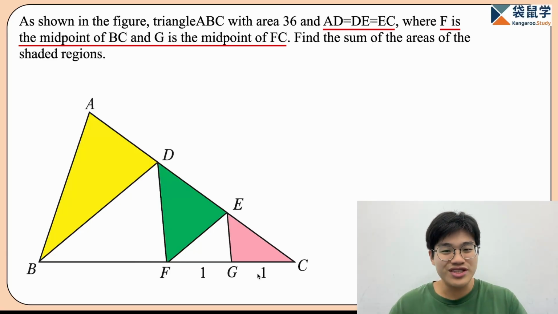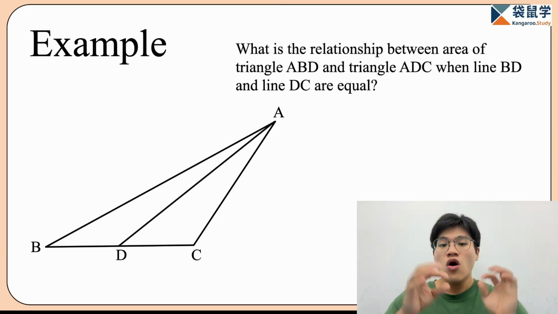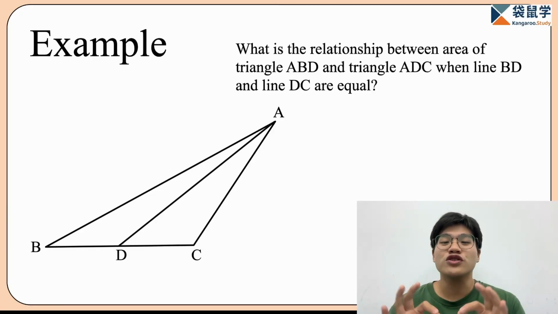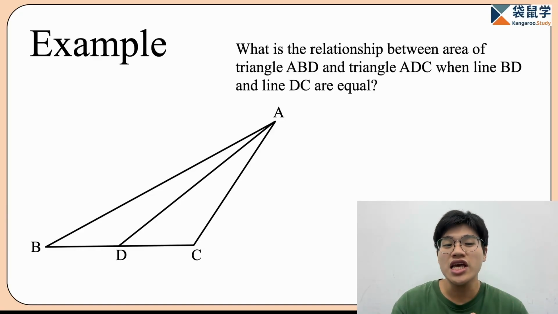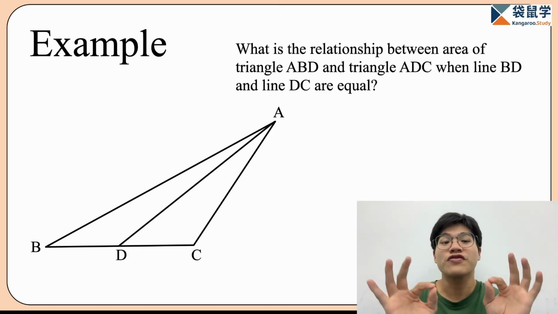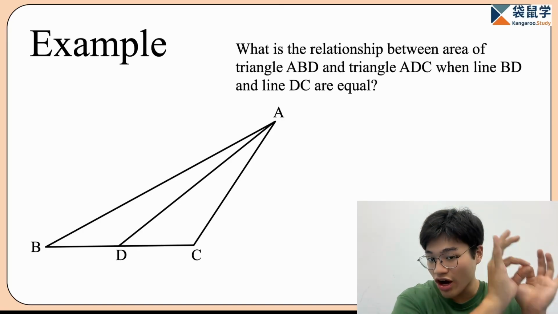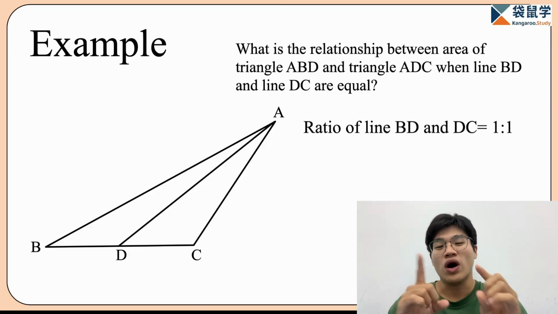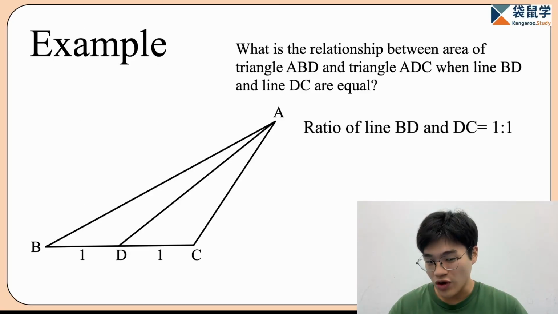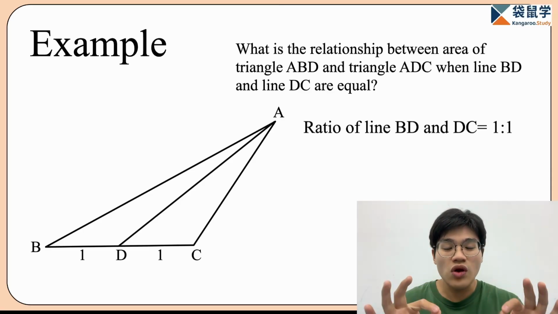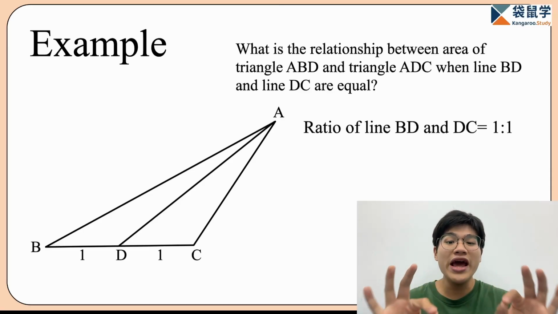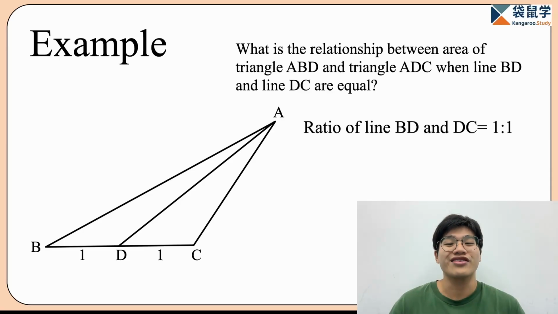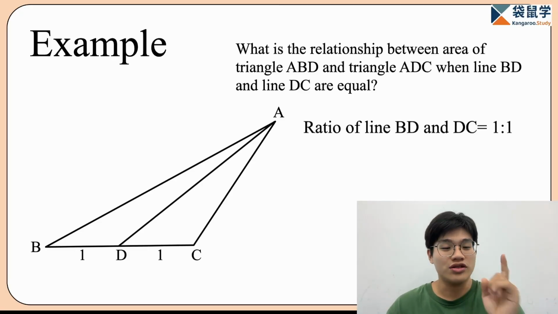Before we get to the solution, let's look at this example. What is the relationship between the area of triangle ABD and triangle ADC when line BD and line DC are equal? With knowing that BD and DC are equal, what is their ratio? Their ratio must be 1 to 1. Let's write it down on the graph here. In this graph, the bases of the two triangles are equal because their ratio is 1 to 1.